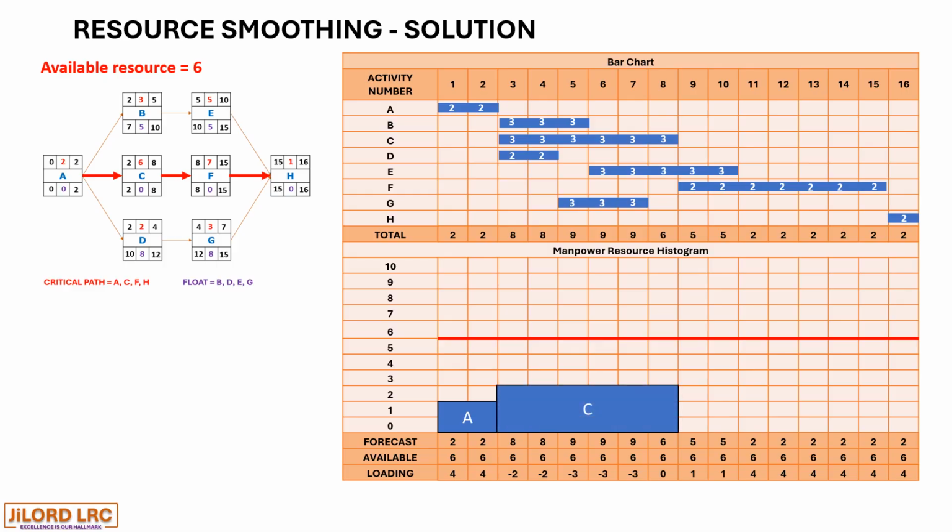So C moves from day 3 to day 8 with available resources of 3. And then we have F moving from day 9 to day 15. And the last activity H being 2. So these activities commence from the starting point and end at the end of the project.